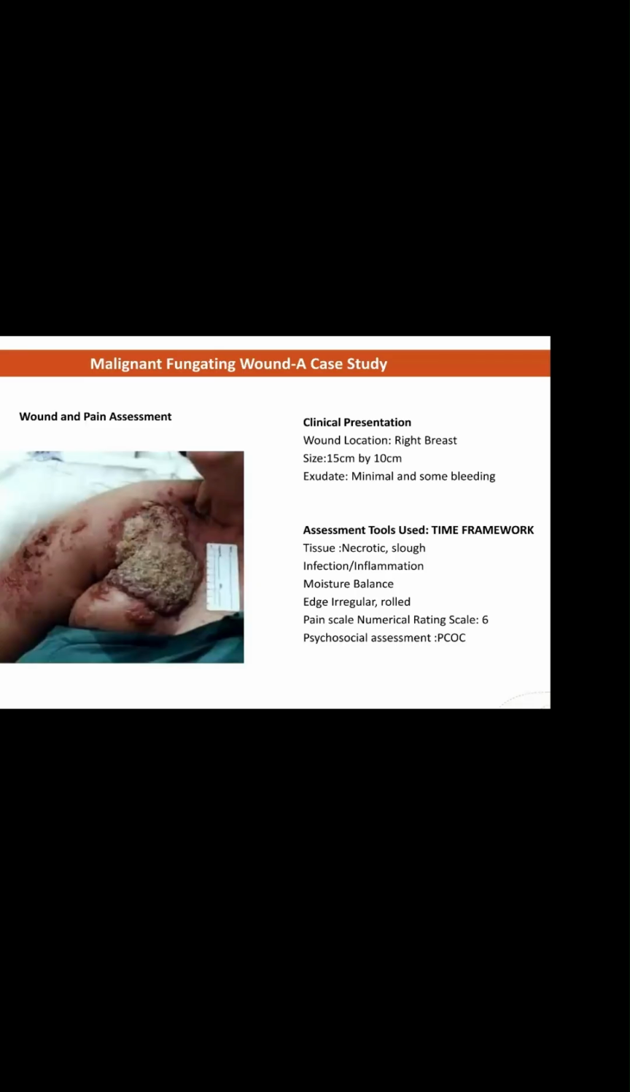Patient is female. Right breast is affected. Psychosocial assessment is PCOC.